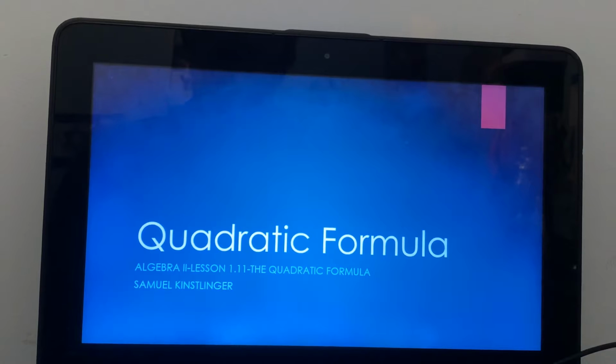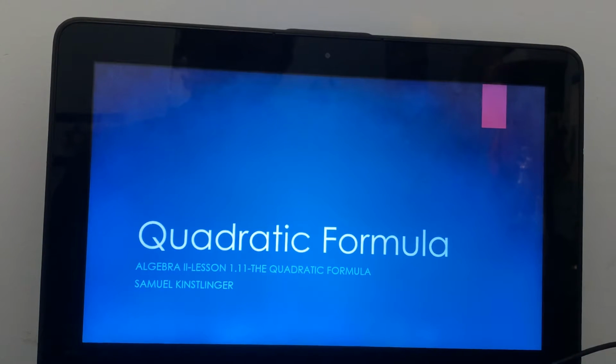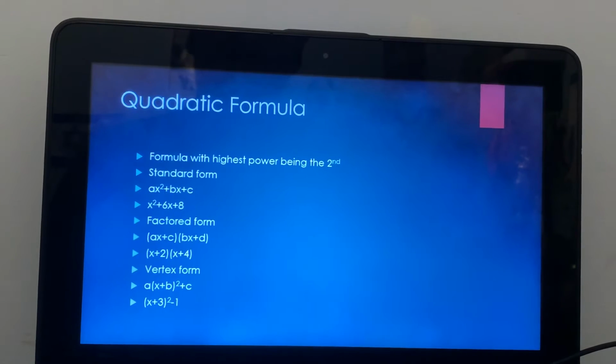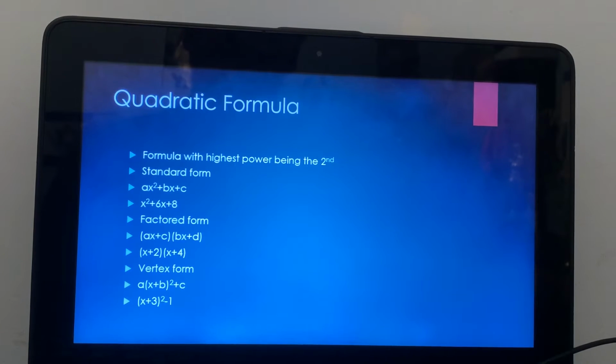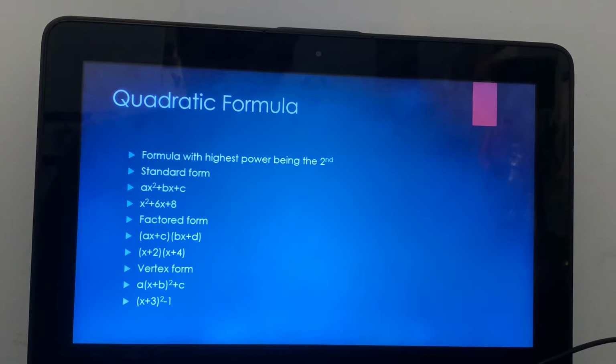Today on the subject of Algebra 2, we will be learning about Lesson 1.11, the Quadratic Formula. First, in the Quadratic Formula, we have to understand quadratic functions, which are functions with the highest power being the second, which means x squared.